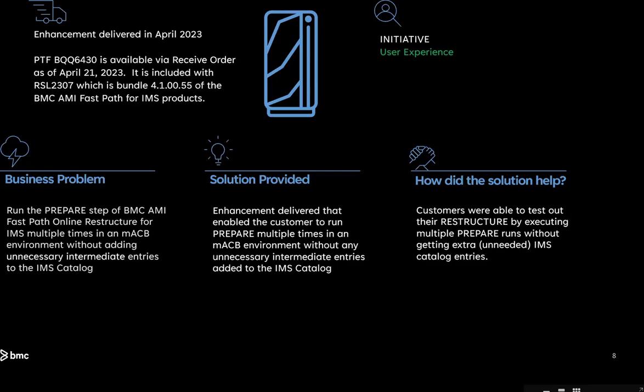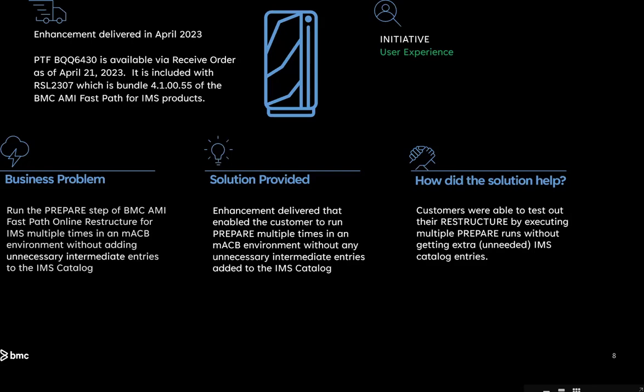But talking about the business problem, the customer wanted to run the prepare step. In this particular product, there are three different steps that you can run: prepare, and then there is the restructure step at the end, right? The prepare is the first step. So the customer wanted to run the prepare step of BMC AME FastPath online restructure for IMS multiple times to refine what changes will happen during the actual restructure processing, right? So prepare is the first step, and restructure, where the actual restructure happens, is the last step, right?